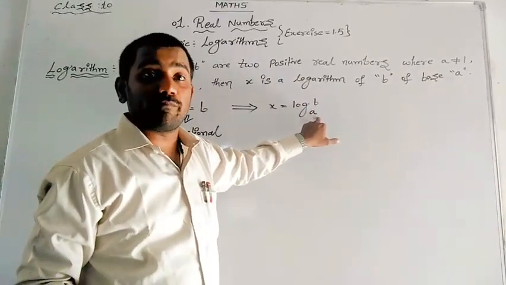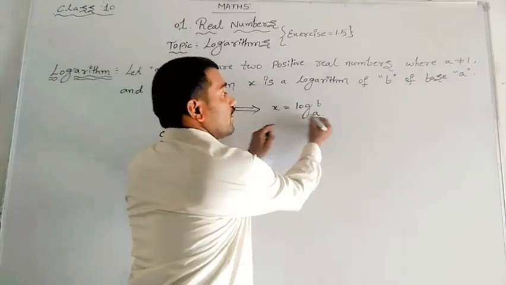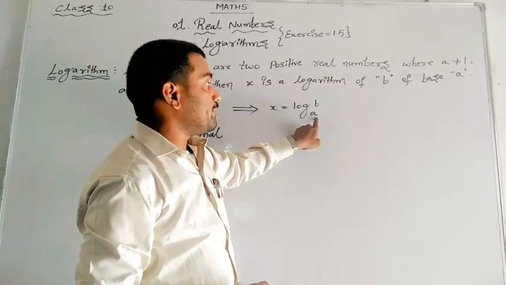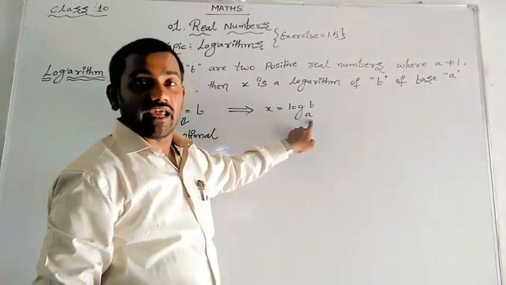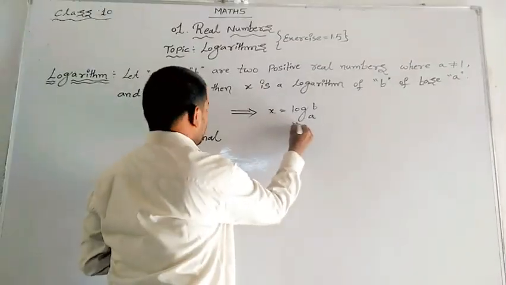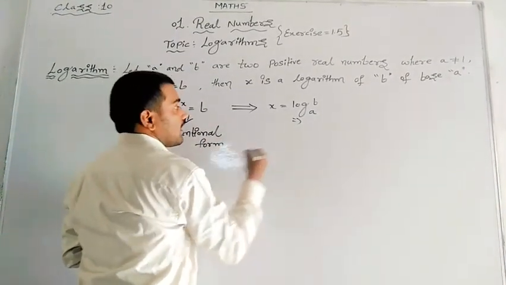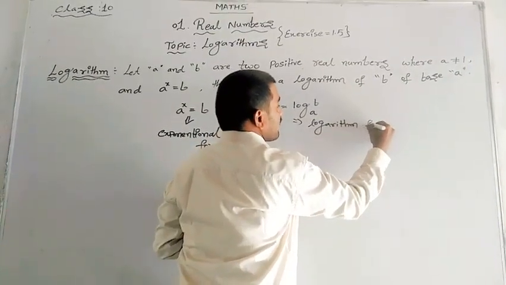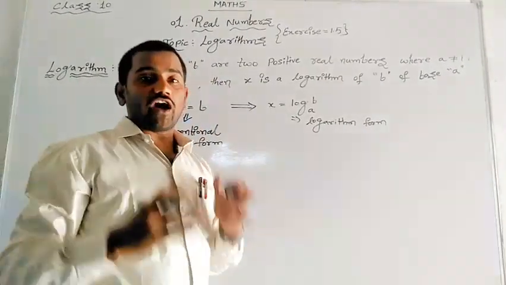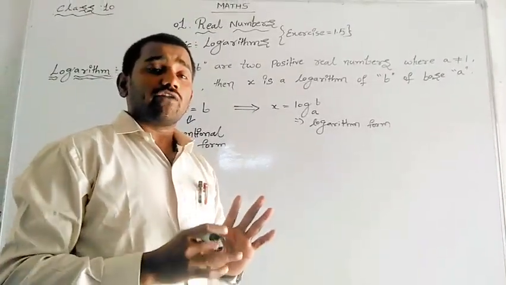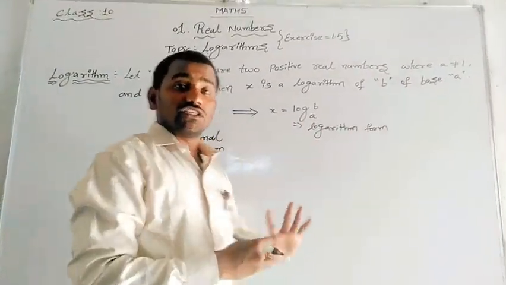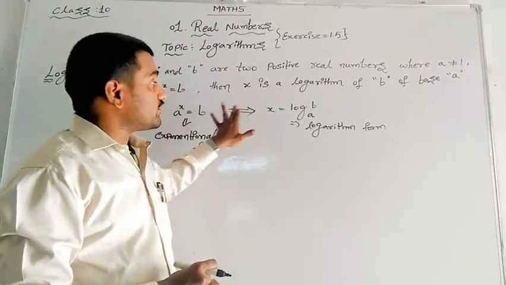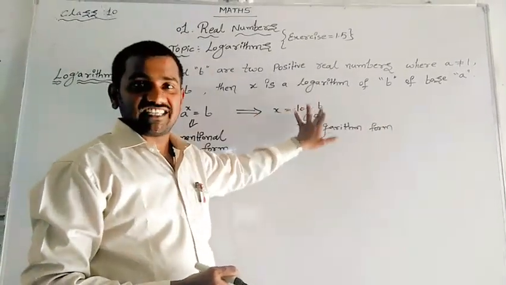Here this we need to read as the base. We have to read these two at a time: log b, and a is the base of this logarithm. So this is the logarithm form, and this is the exponential form. Try to remember. These are very important. One is the exponential form, a to the power of x equals b. It can be converted to x equals log b base a.